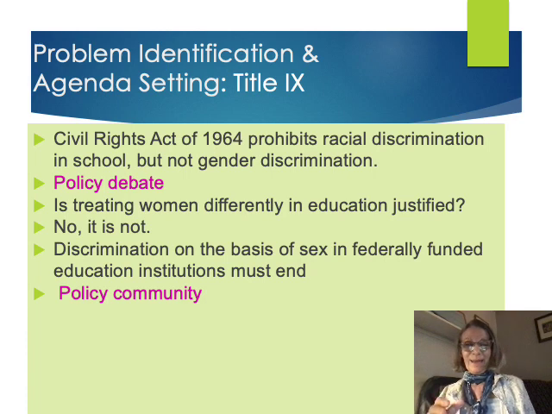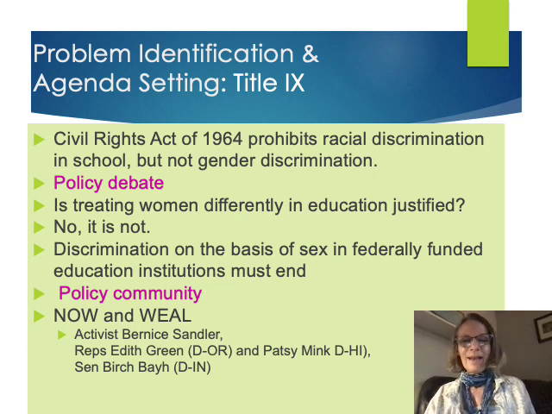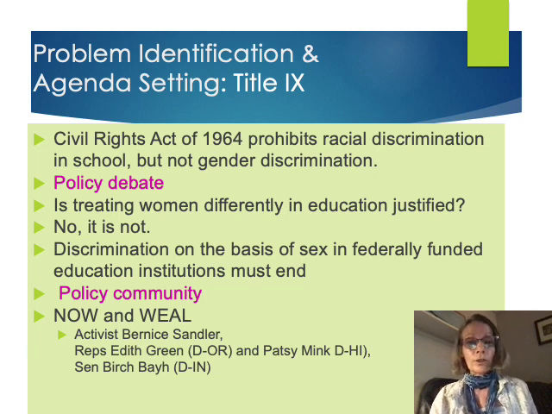There was a policy community that developed around trying to raise awareness and to get this issue of ending sex discrimination in education on the agenda of the broader Congress. And the policy community involved several different groups and actors. The NOW, which is the National Organization for Women, and WEAL, which is the Women's Equity Action League, were at the forefront of drawing attention, as women's rights groups, to the issue of sex discrimination in educational facilities.